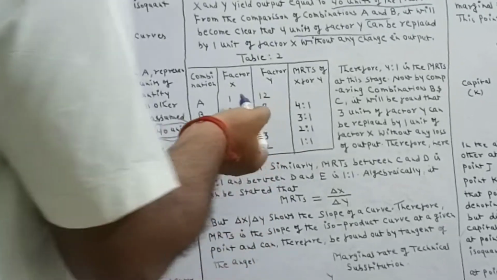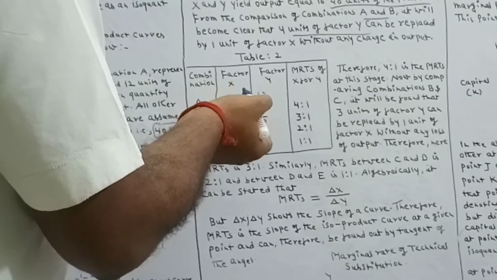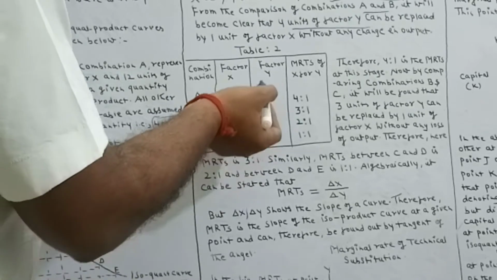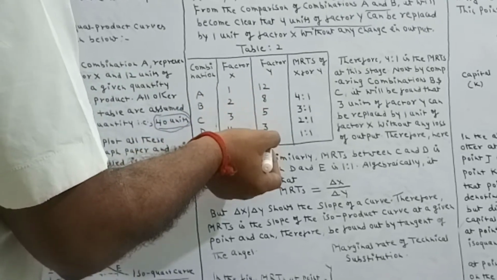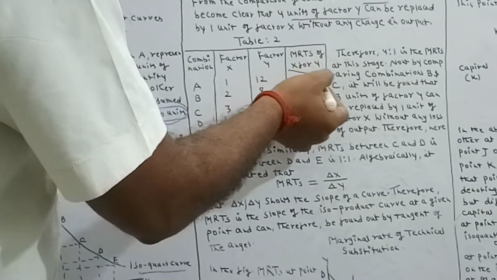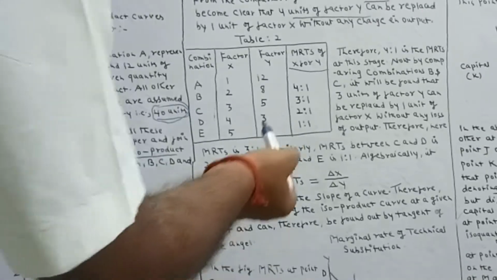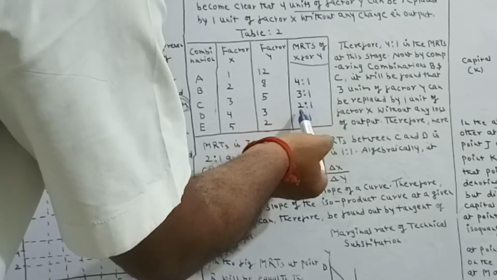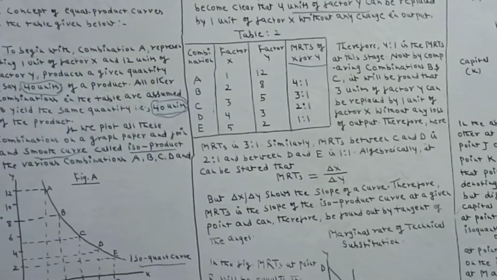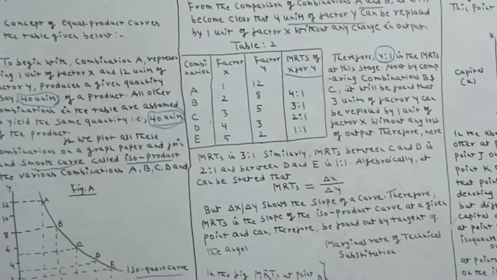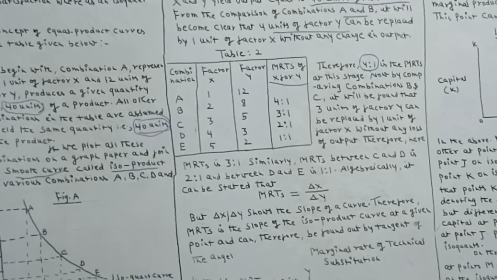And the table here is MRTS: combinations A, B, C, D, E; factor X: 1, 2, 3, 4, 5; factor Y: 12, 8, 5, 3, 2. The marginal rate of technical substitution of X for Y here is 4 is to 1, 3 is to 1, 2 is to 1, 1. Therefore, 4 is to 1 is the marginal rate of technical substitution at this stage.